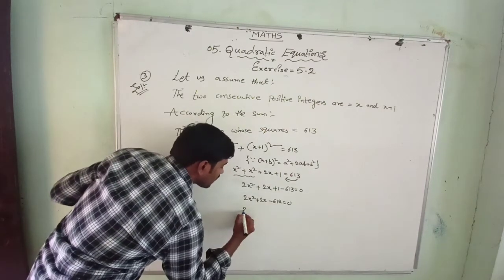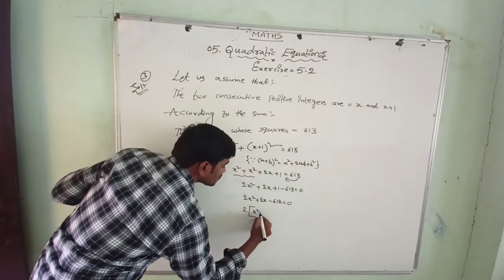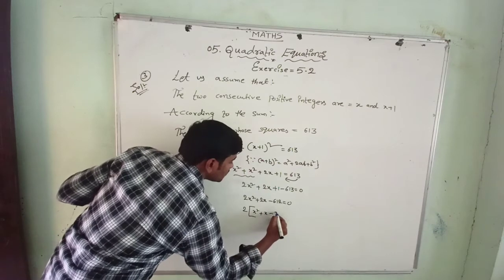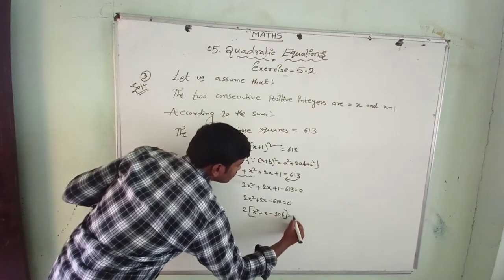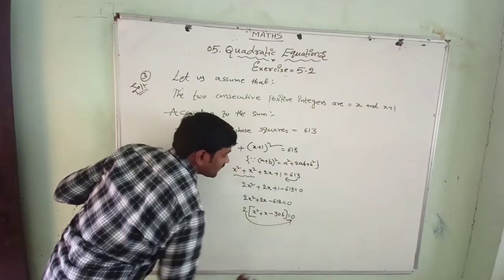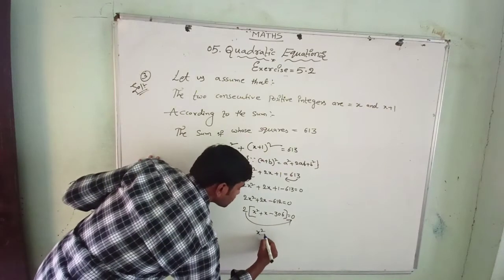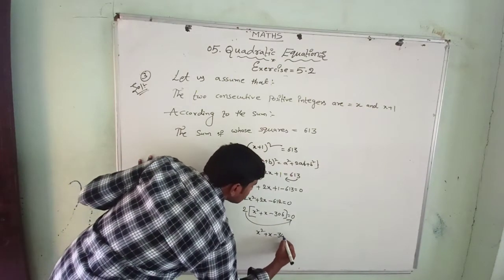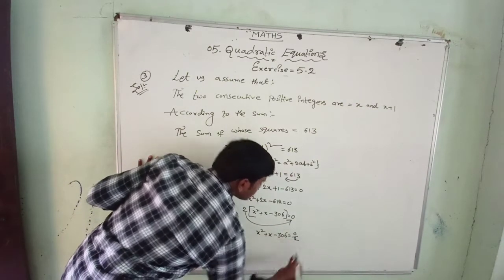Now 2 you take out common factor in this, x square plus x minus 306 is equal to 0. This 2 you transfer this side, what will be left over? See, x square plus x minus 306 equal to 0 by 2.